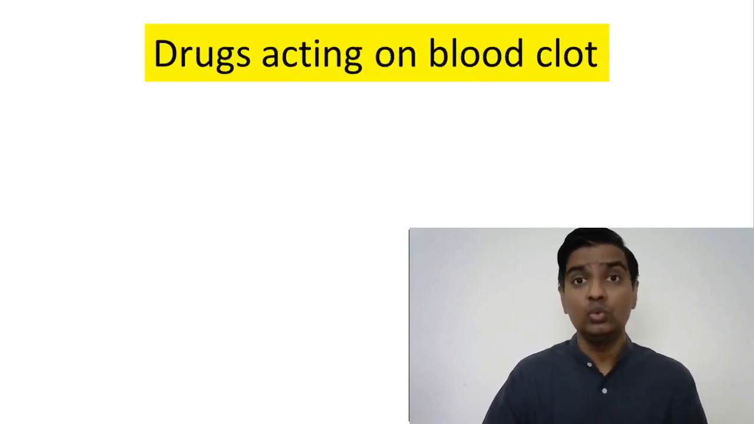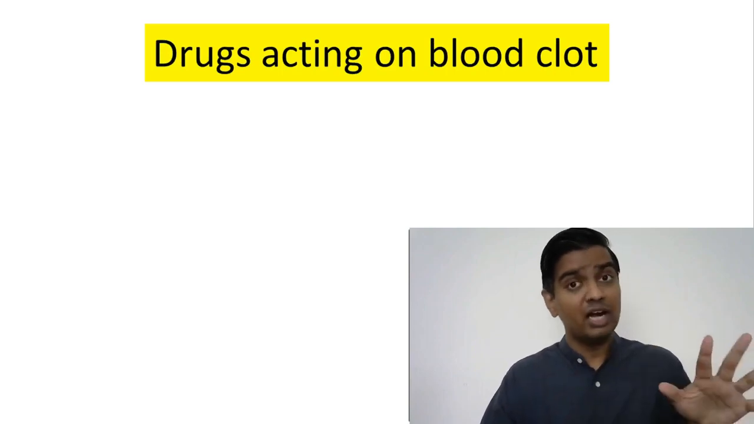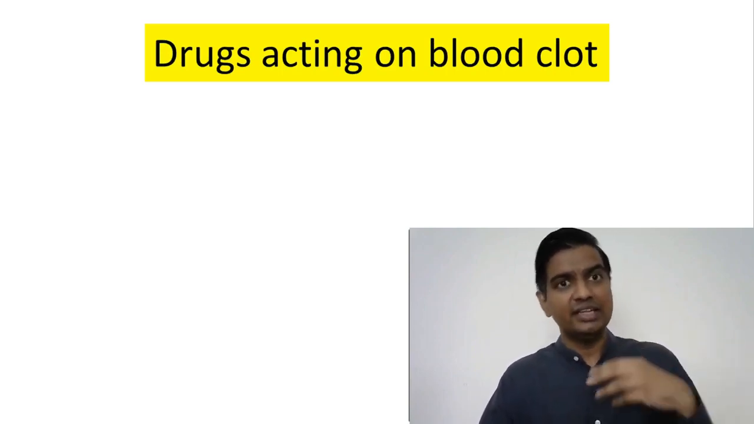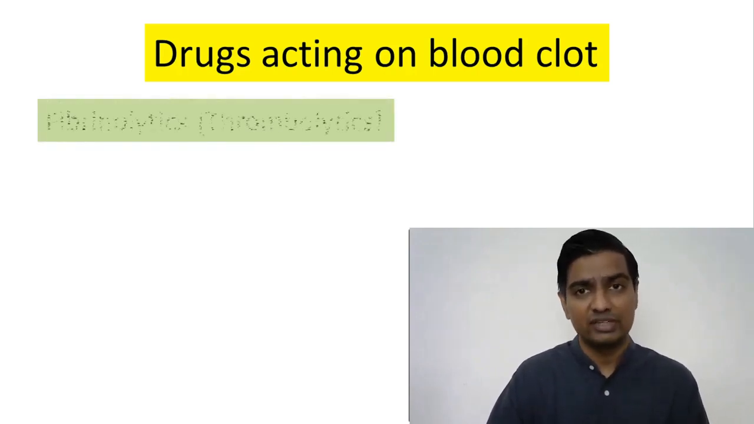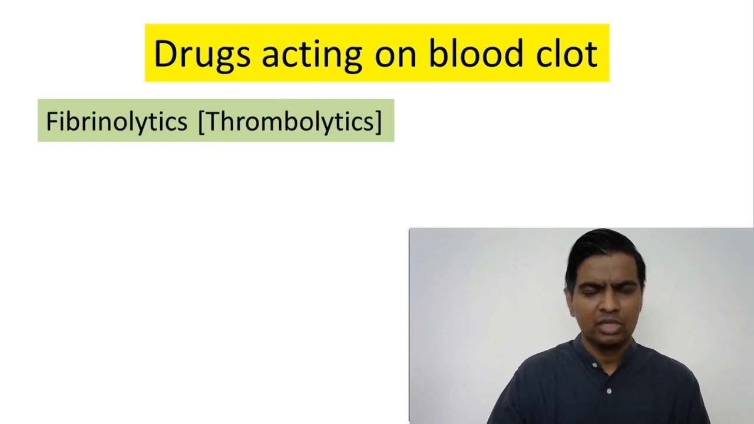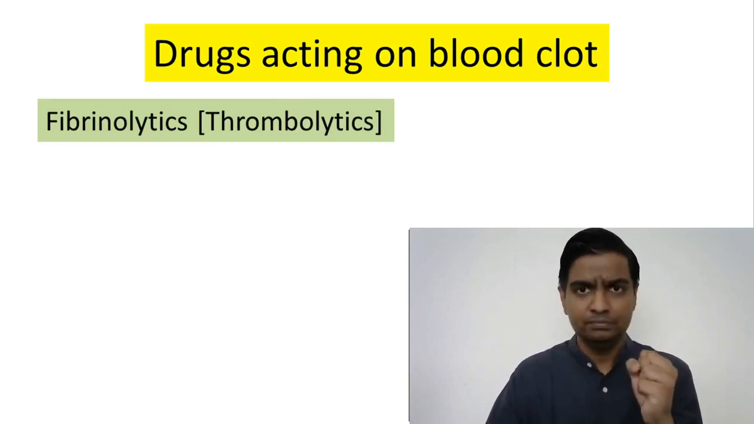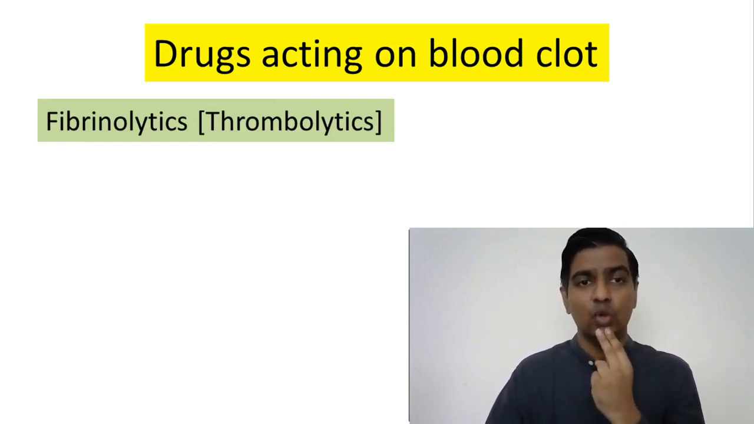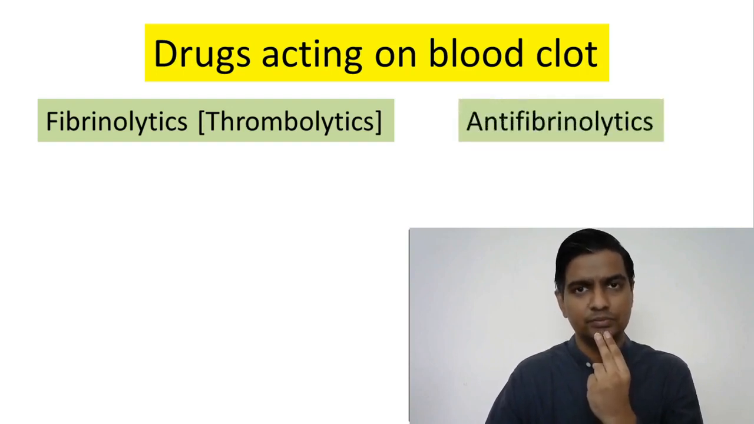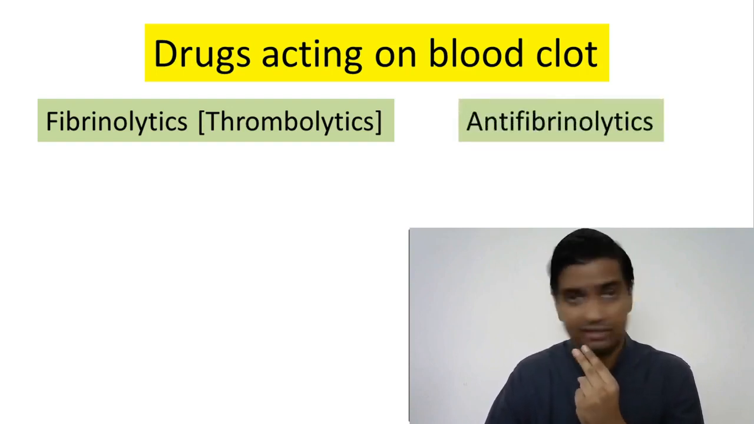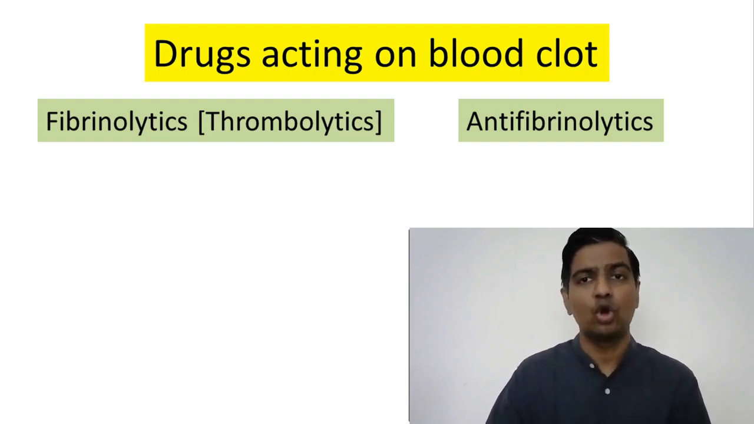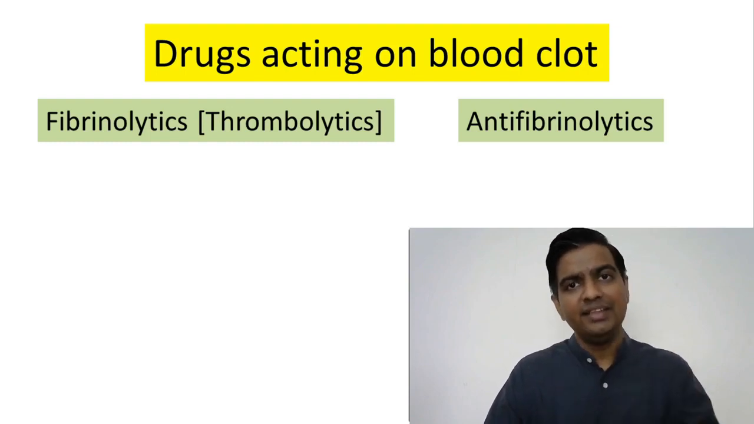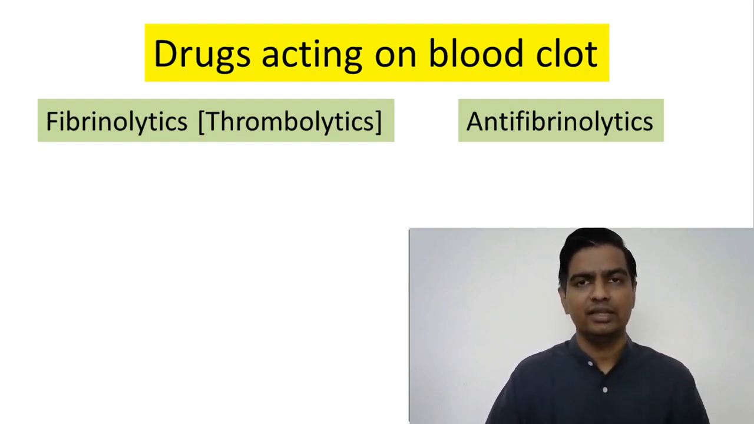Let's talk about part 2 of this video. The first part was about drugs that increase clotting factors and drugs that decrease clotting factors. Now I'm going to talk about a set of drugs that work on a blood clot. The clot has already formed. I can do two things. One, break that clot, or two, give a medicine that does not allow that clot to break. Simple. A clot breaking medicine will be called a thrombolytic. A medicine that does not allow a clot to break will be called an antifibrinolytic.